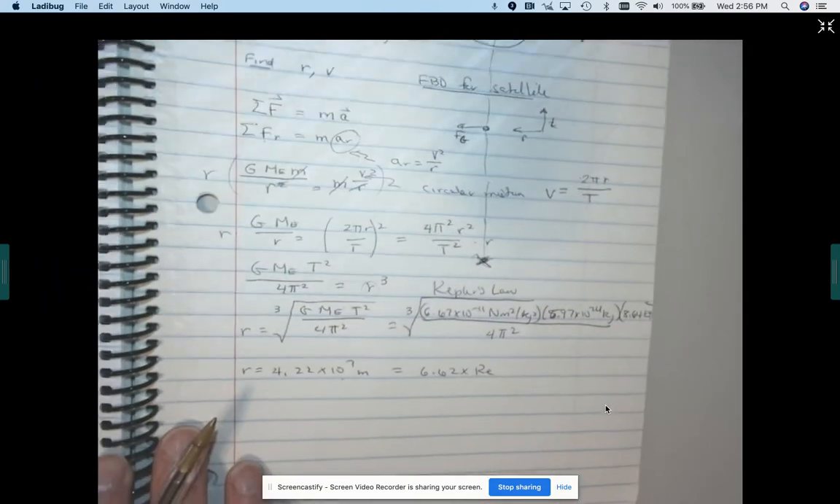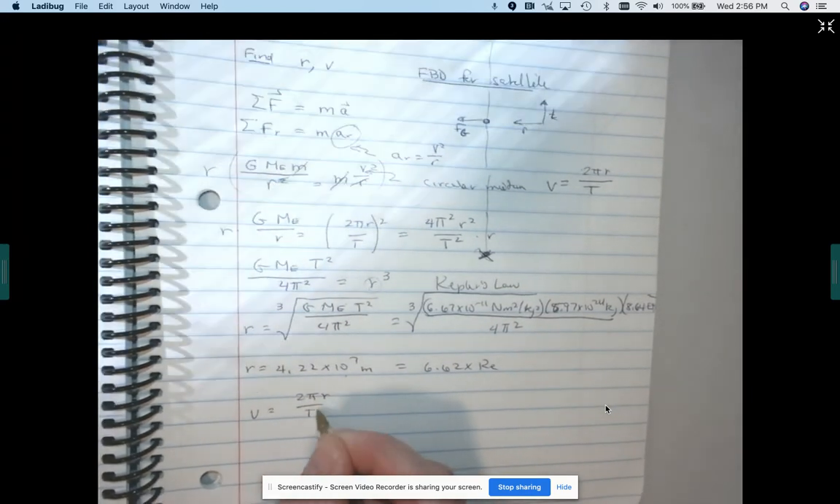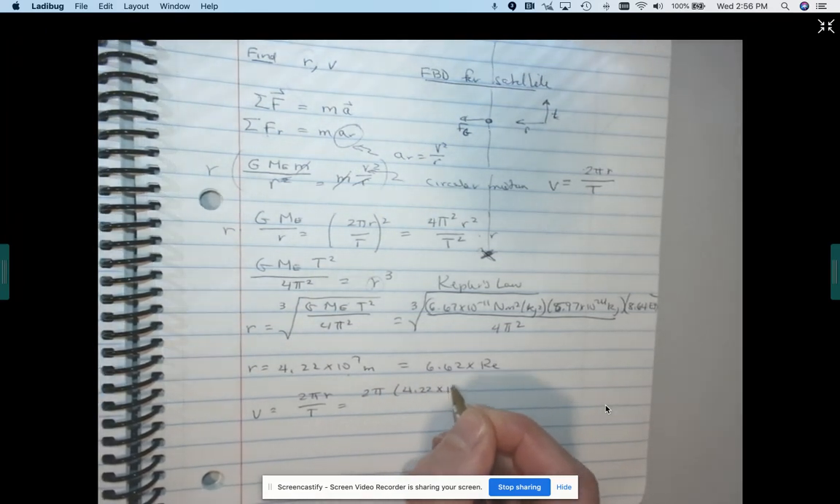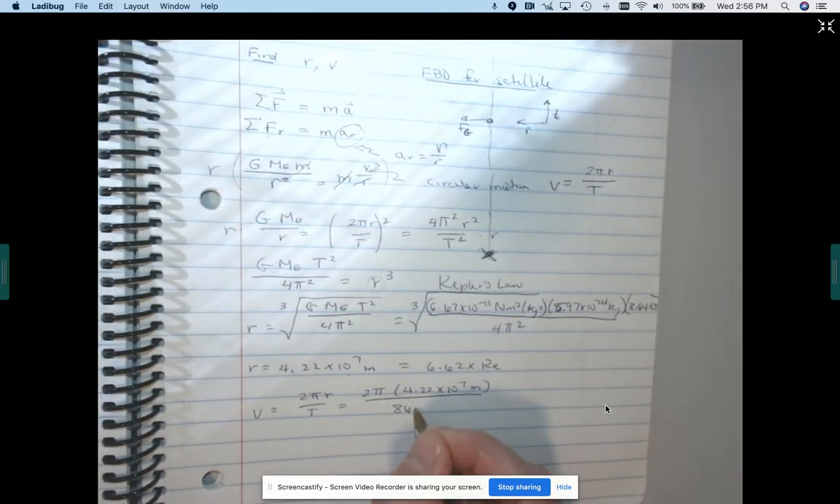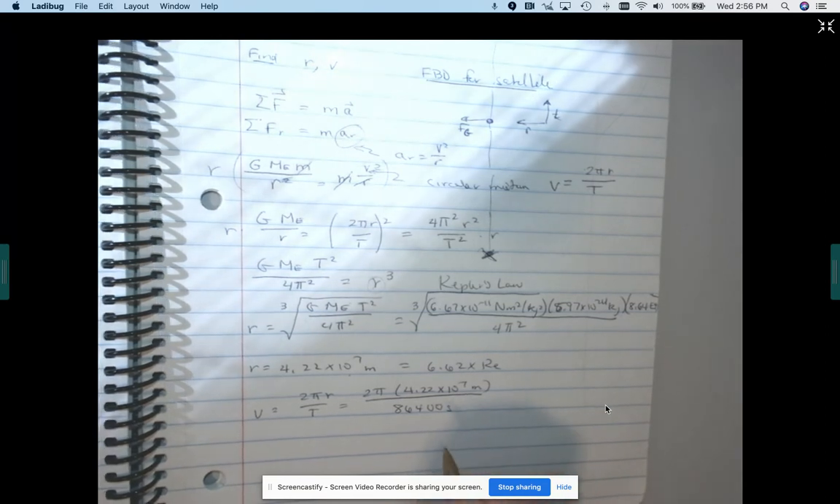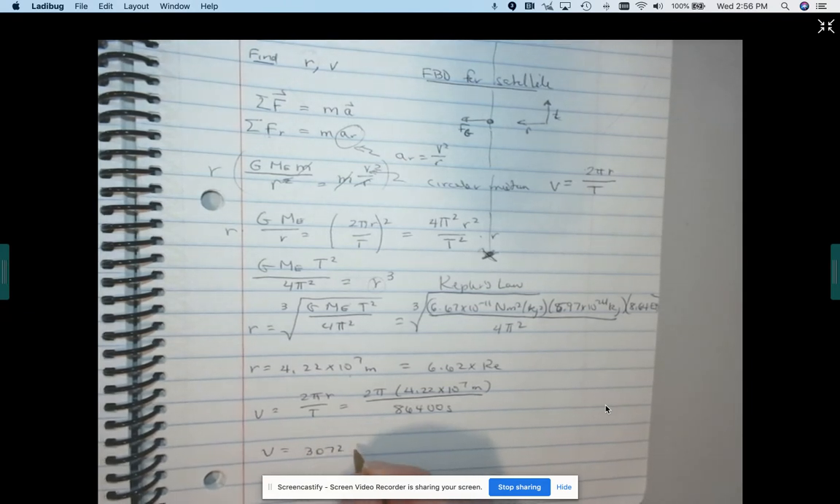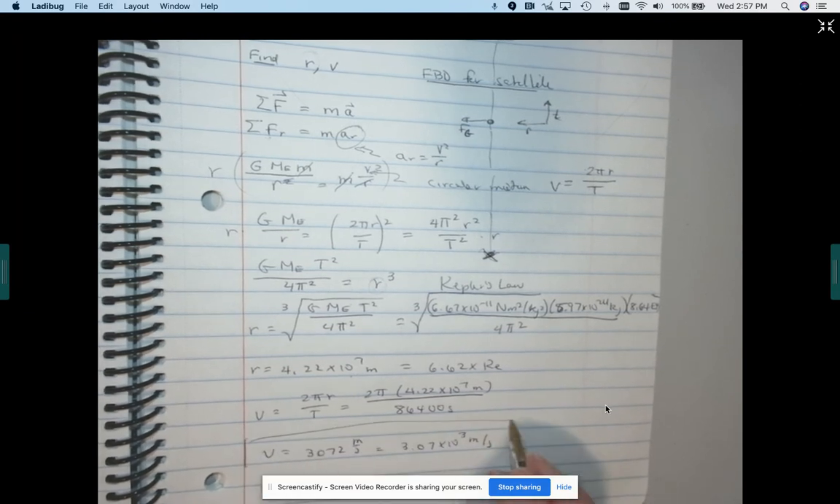Okay, so the last part is just to calculate the velocity. We need 2 pi r divided by the period. So 2 pi times 4.22 times 10 to the 7 meters, and our period is 86,400 seconds. And we get that these things are booking around at 3,072 meters per second. We'll put that in scientific notation: 3.07 times 10 to the 3 meters per second. That's pretty darn fast.